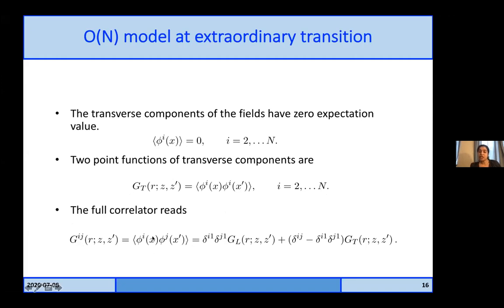So this is a correlation function of phi I and phi j, where I and j can take all the values. And it has a decomposition into longitudinal and transverse parts. Here we have Kronecker delta with indices I and 1, so it implies that this part is non-vanishing only when both I and j are 1, which is the longitudinal correlator. And similarly, this part is non-vanishing when I and j are greater than 1.